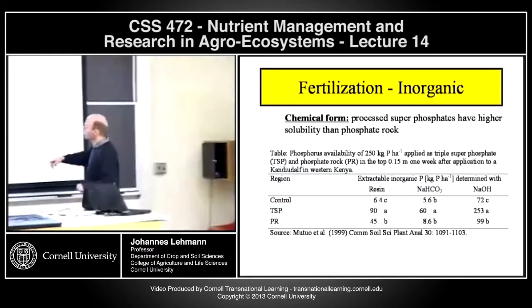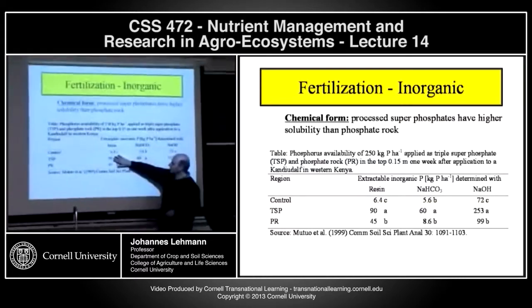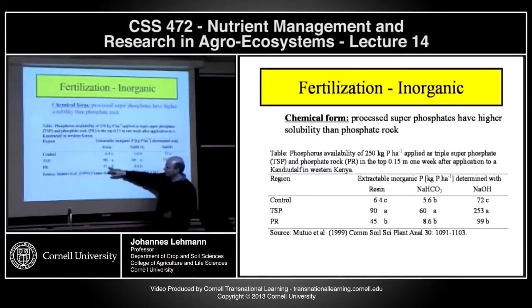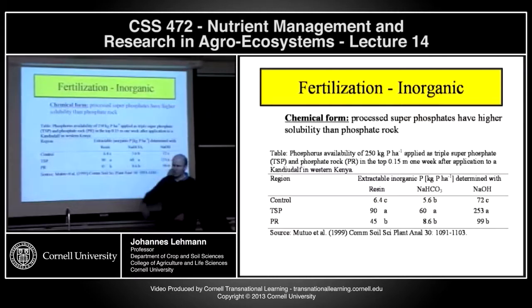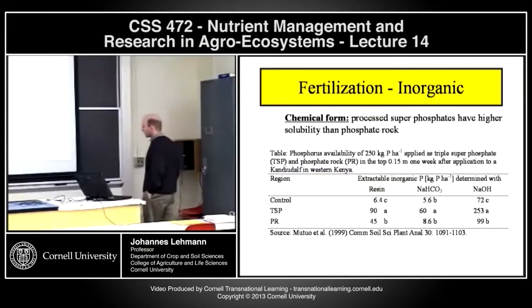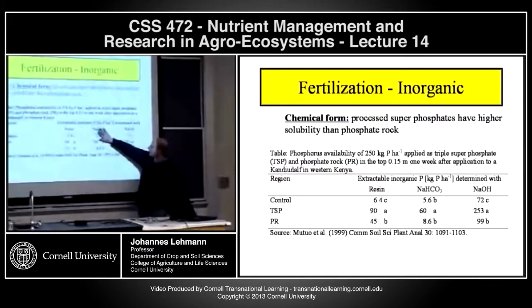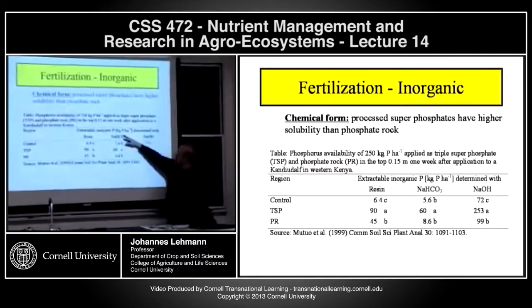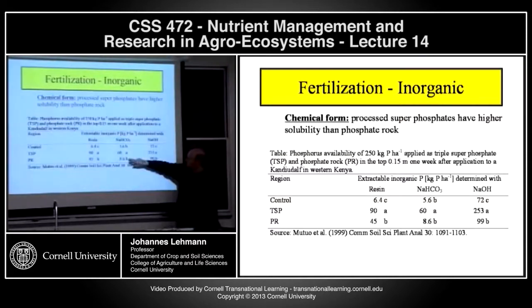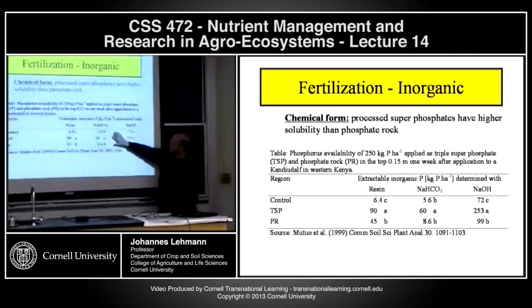And we see there's a huge jump between the control and triple superphosphate. It's more than an order of magnitude difference. And actually there's quite an increase also for the phosphate rock, but with an application of equal amounts, it's about half of the amount that could be achieved with triple superphosphate in this example. Then the bicarbonate extraction shows a similar, also an order of magnitude, increase for triple superphosphate, but a much lower, actually non-significant increase, therefore being no increase at all, for the phosphate rock.